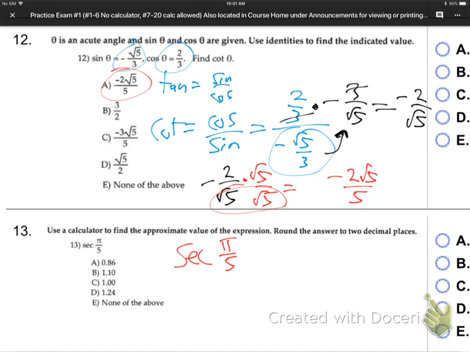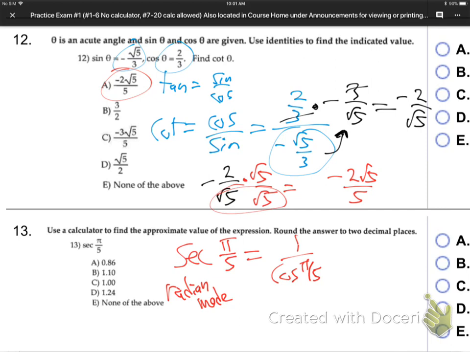So we don't have a secant button on our calculator. Most of them don't. So what are we going to do? The cosine. Yeah, because it's 1 over cosine. Exactly. And what mode do we got to be in? Is that a degree or radian? That's a radian angle. So make sure you're in radian mode. So get your calculator into radian mode.